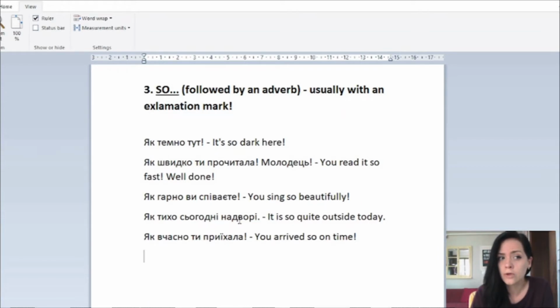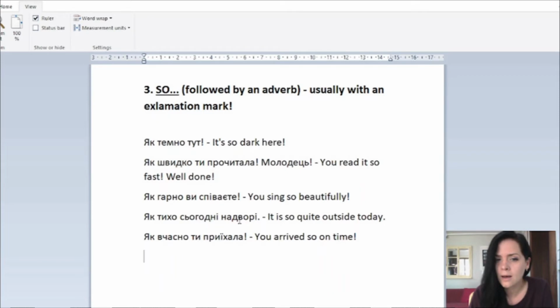Молодець is a way to encourage somebody. Something like, well done, good job, okay? So, як швидко ти прочитала? Wow, you read it so fast. Well done. Як швидко ти прочитала? Молодець.